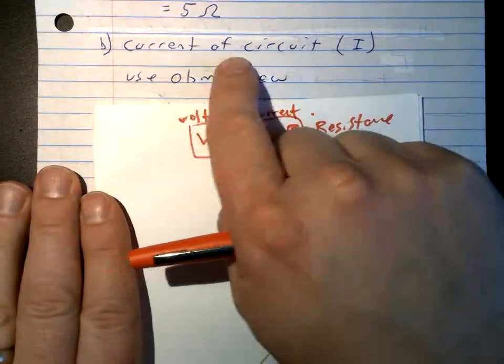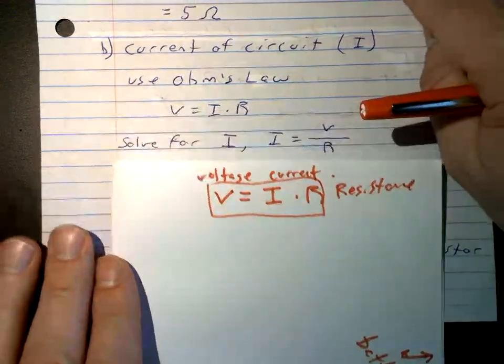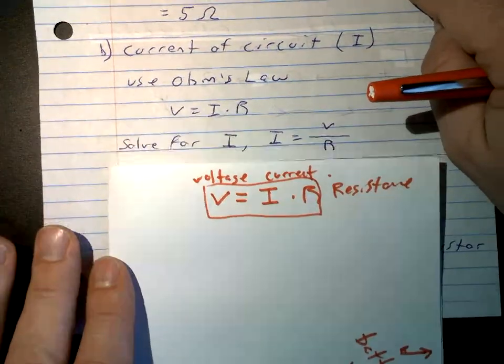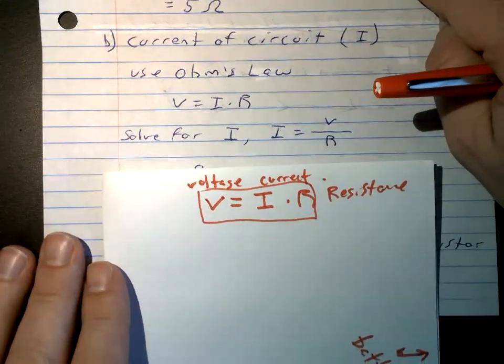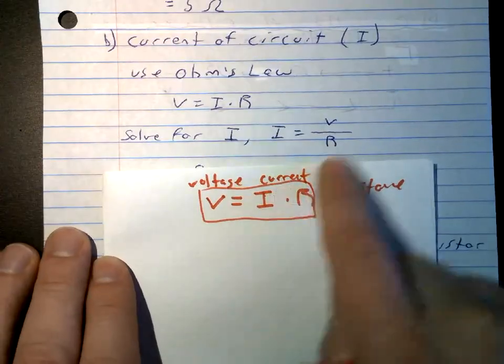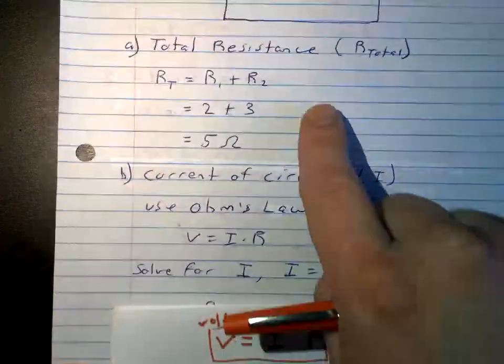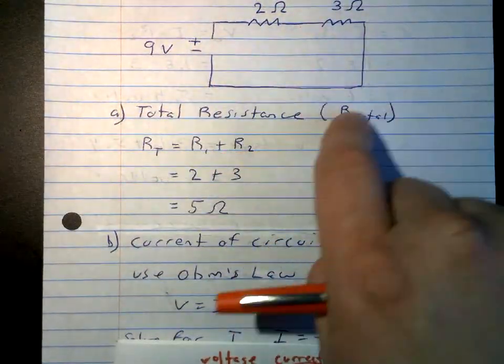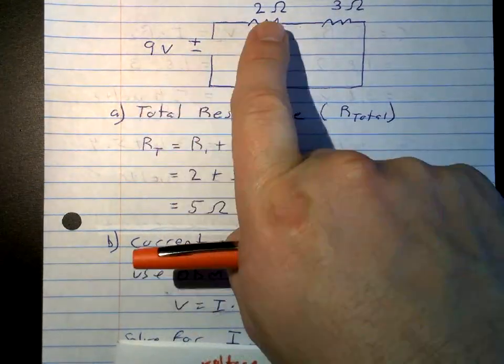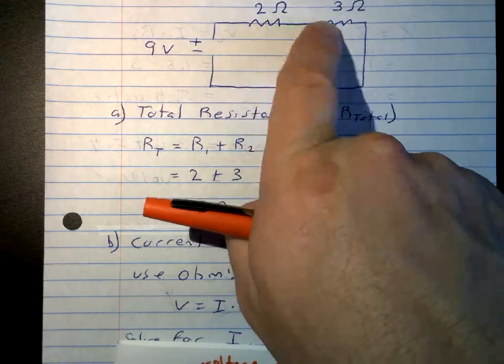So I want to find out the current using Ohm's law. And so I'm going to use this: V equals IR, but we want to solve for I, because we want to figure out what's the current. We want to figure out the flow around here. We don't know that. We know we have a 9-volt battery. We know that we have 5 resistors.